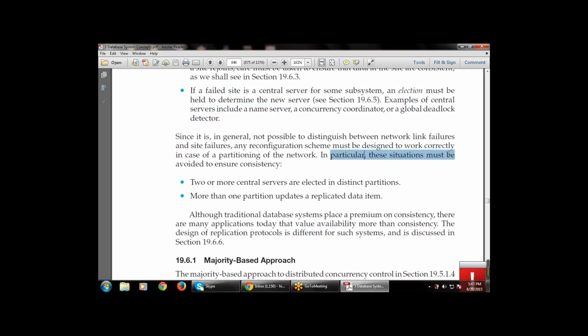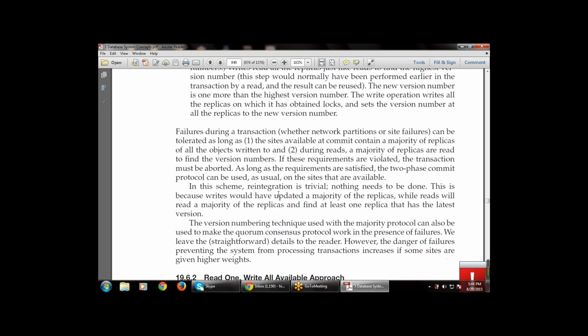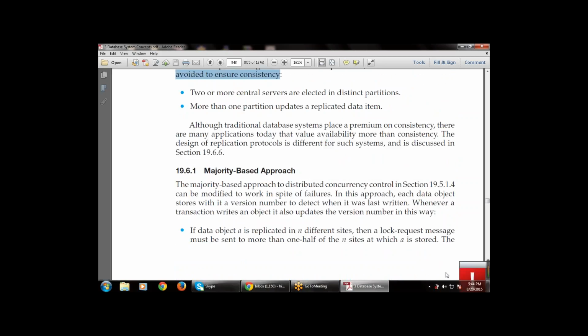So in particular, what are the situations to ensure consistency? Two or more central servers are elected in distinct partitions, so that they are partitioned from each other. Or more than one partition updates a replicated data item. These are the various approaches used in a distributed database system so that high availability will be maintained. I am going to cover these approaches in the next class, tomorrow's class.